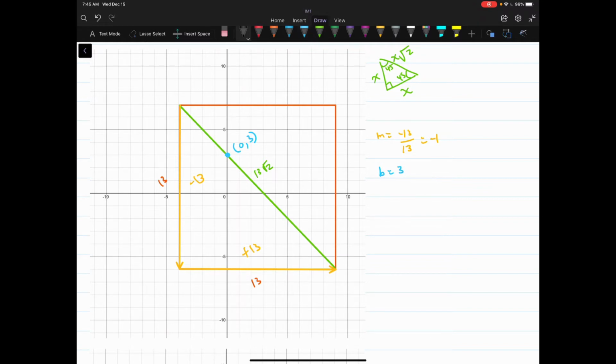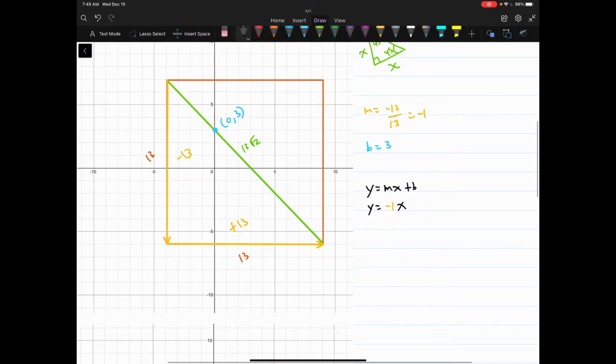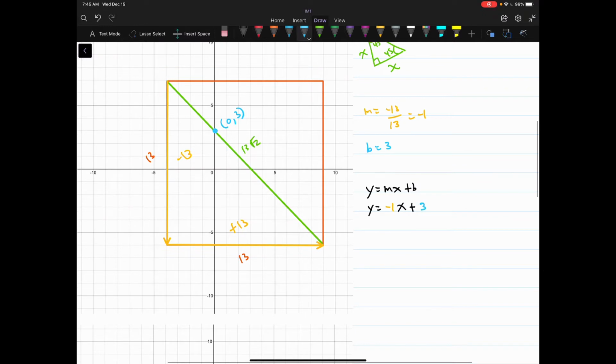Therefore, my linear equation is going to be y equals mx plus b, and y is equal to m, which is negative 1, x plus b, which is 3. So this is my linear equation.